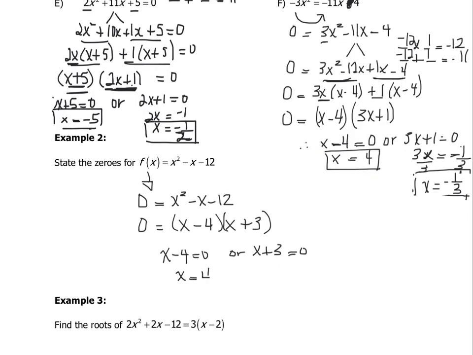So if you can come up with a solution of x equals 4 without writing this step in, that's fine. And this one here, again, if x plus 3 is the factor, x equals negative 3 is going to be the solution.